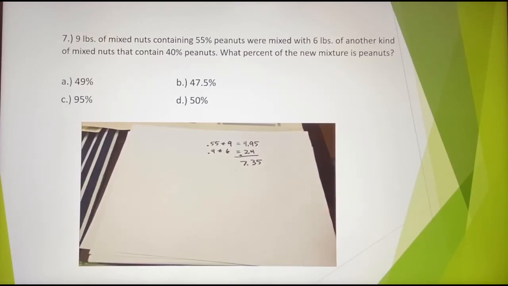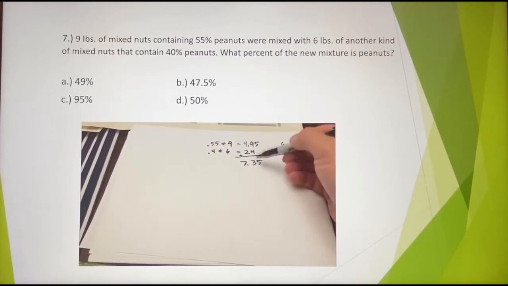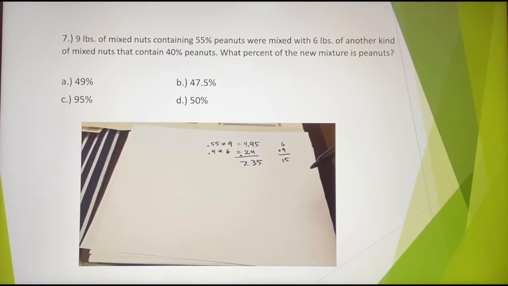Well, we also know that the first batch was 9 pounds, the second batch was 6 pounds. So 6 plus 9 gives me 15. So I know that we have a total of 15 pounds of mixed nuts. And we know that combined, only 7.35 pounds are going to be peanuts.